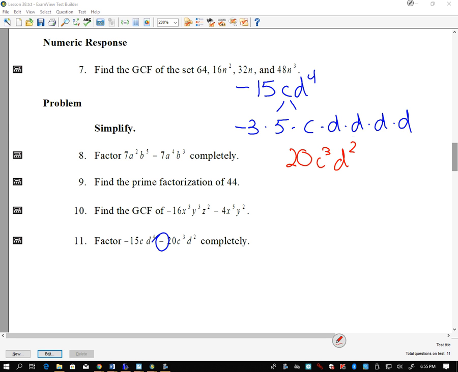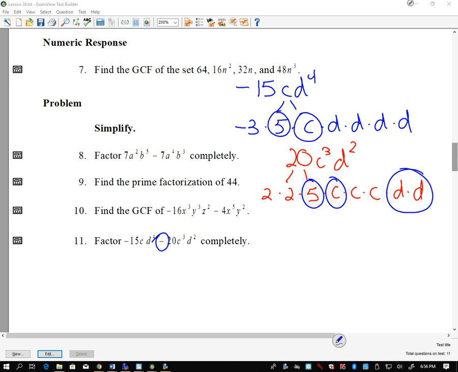We would get 2 times 2 times 5, times c times c times c times d times d. All right, what do they share? Well, they share this 5. What else do they share? Well, they share this c. And what else? They share these two d's there. So looking at what they share, we're going to pull out what they share. So they share 5c d squared.